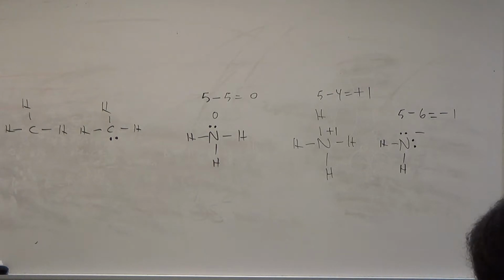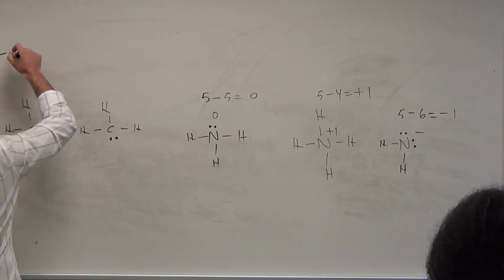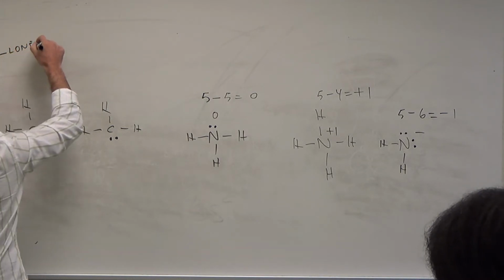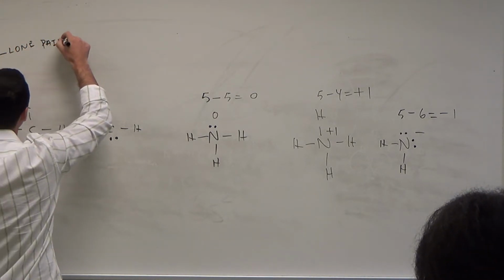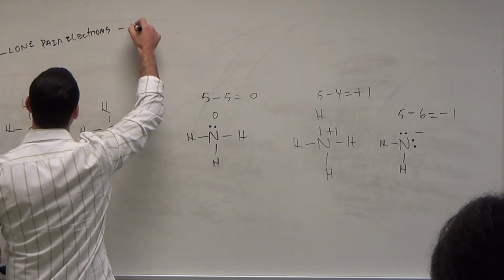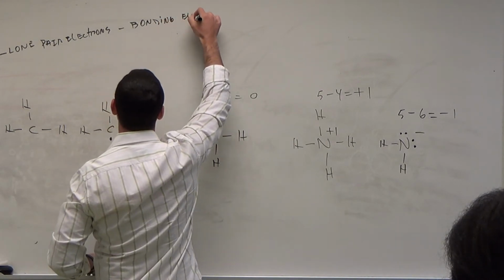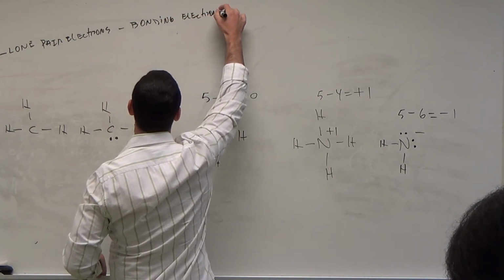Valence, okay? Valence number of electrons, minus lone pair electrons, minus bonding electrons, divided by 2.